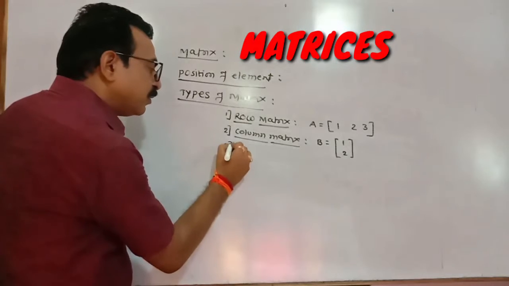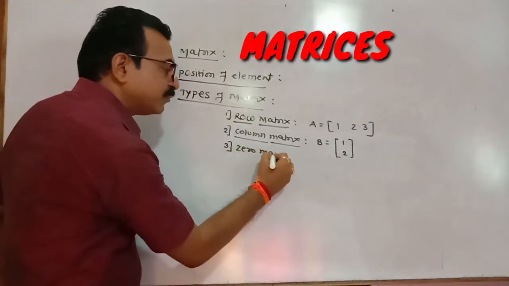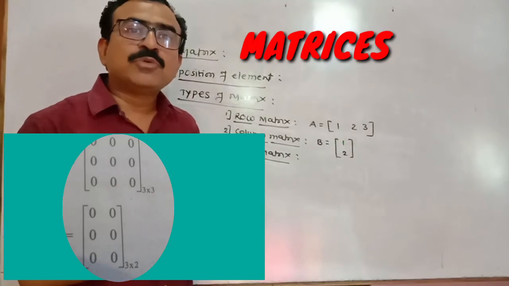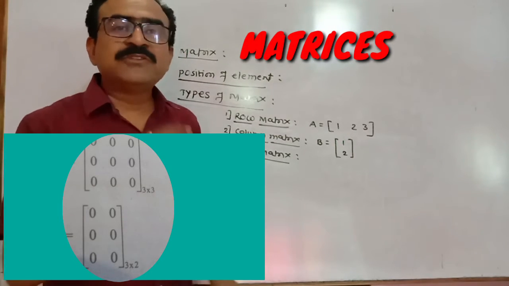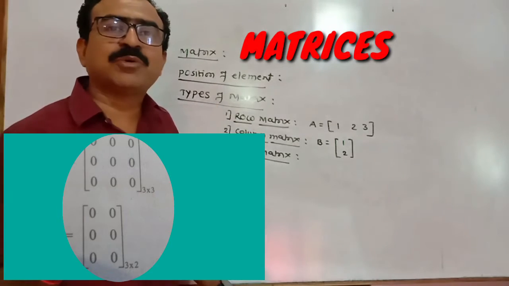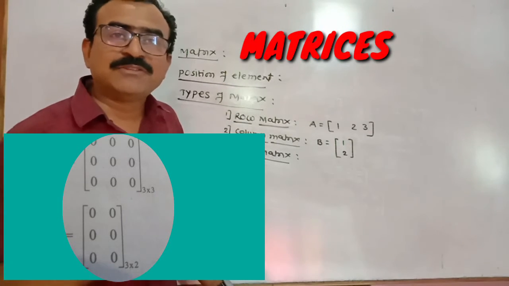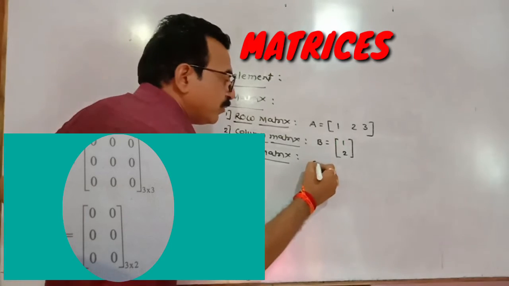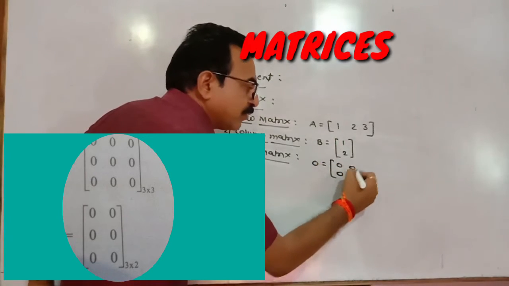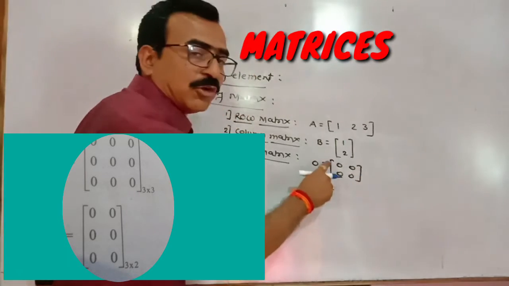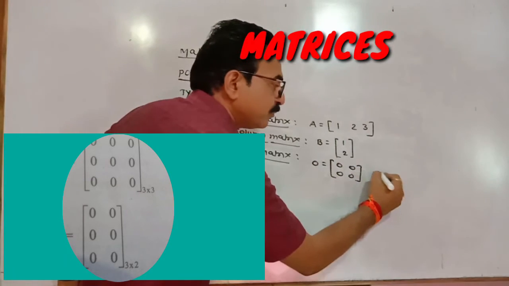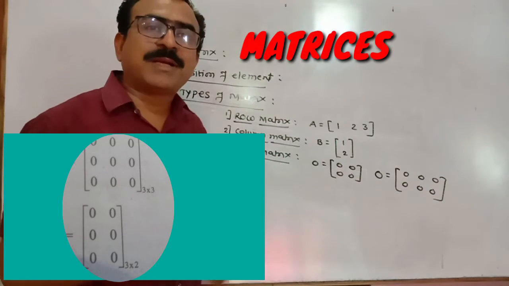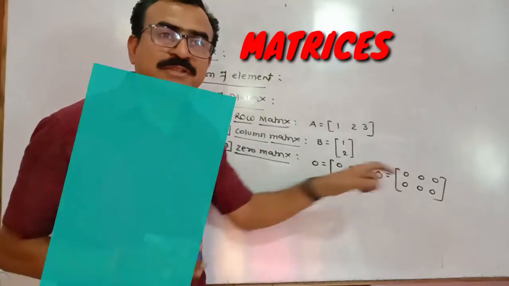Next type, zero matrix. Zero matrix means those matrices whose all elements are zero. Means if any matrix has all elements zero, then it is called as zero matrix. And zero matrix is represented by O. Okay? This is called as zero matrix because all elements of this matrix are zero. This is also called as zero matrix because here also all elements of this matrix are zero.